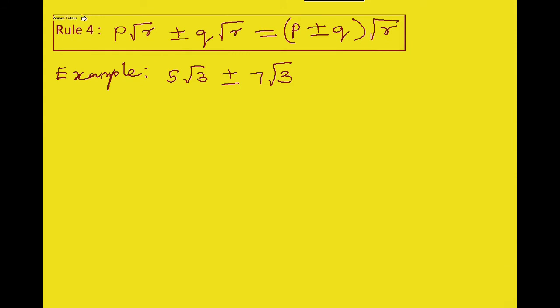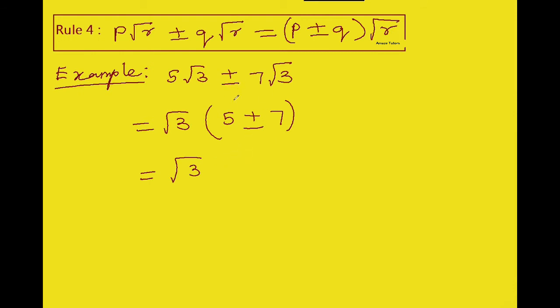Let's do rule 4. If there is any common surd, p root r plus or minus q root r, it can be either addition or subtraction, this is applicable. P root r plus or minus q root r can be written as p plus or minus q times root r, because root r is common. I am taking that as a common factor outside. Now this rule can be applied in this example, because 5 root 3 plus or minus 7 root 3. Root 3 is common. Take it out and write the remaining numbers, 5 plus or minus 7. Root 3, 5 plus 7.